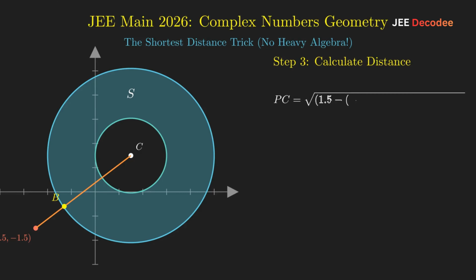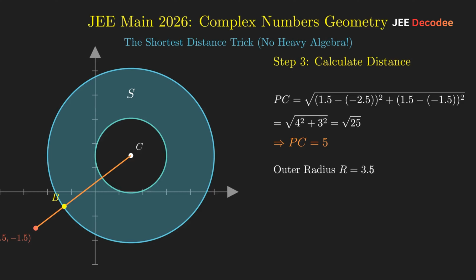First, we use the standard distance formula to find the total distance from P to the center C. That is the square root of 1.5 minus 2.5 squared plus 1.5 minus 1.5 squared. This simplifies beautifully to the square root of 4 squared plus 3 squared, which is the square root of 25. So the distance PC is exactly 5. Now we know the outer radius of our circle. Let's call it r as 7 by 2, or 3.5.